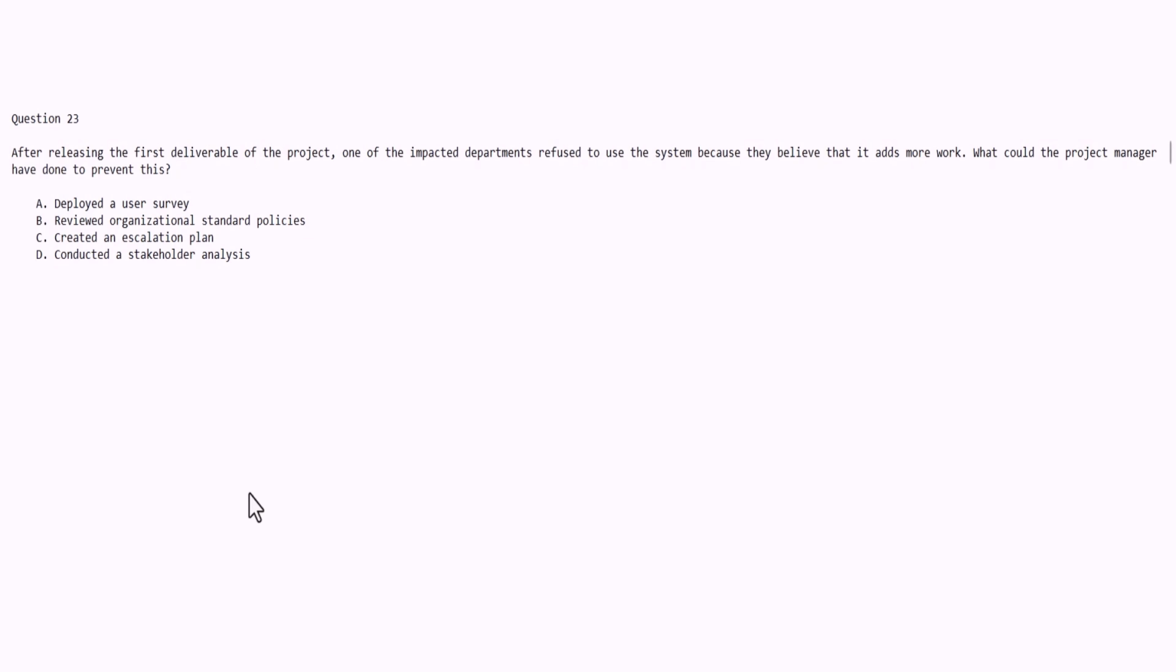Option A, deployed a user survey. Option B, reviewed the organizational standard policies. Option C, create an escalation plan. Or option D, conducted a stakeholder analysis. And we're going to go ahead and pause the video momentarily, give you the opportunity to answer, and then resume it with the actual results.